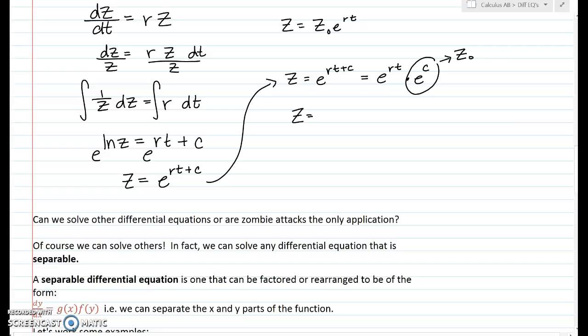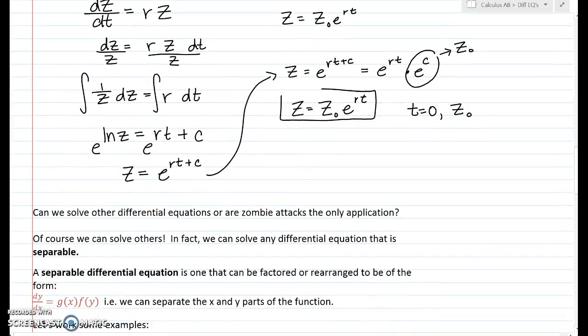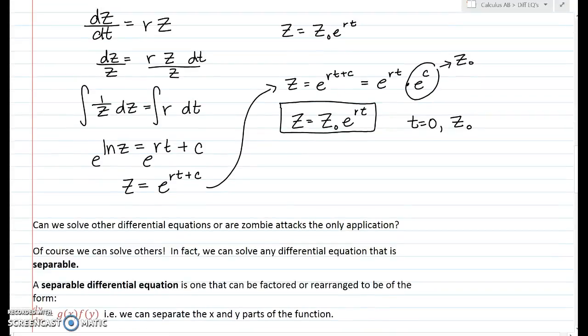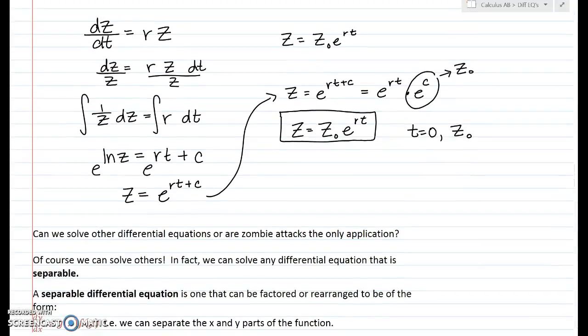The reason that I'm choosing capital Z sub 0 is if I look at my equation, when I plug in t equals 0, I get z equals z sub 0 e to the 0, which is 1, so I get z sub 0. Which means that that is my initial population. That's how many zombies there are at time t equals 0. So this differential equation is what gave us our solution curve, right? How we came up with how many zombies there are going to be after how much time.